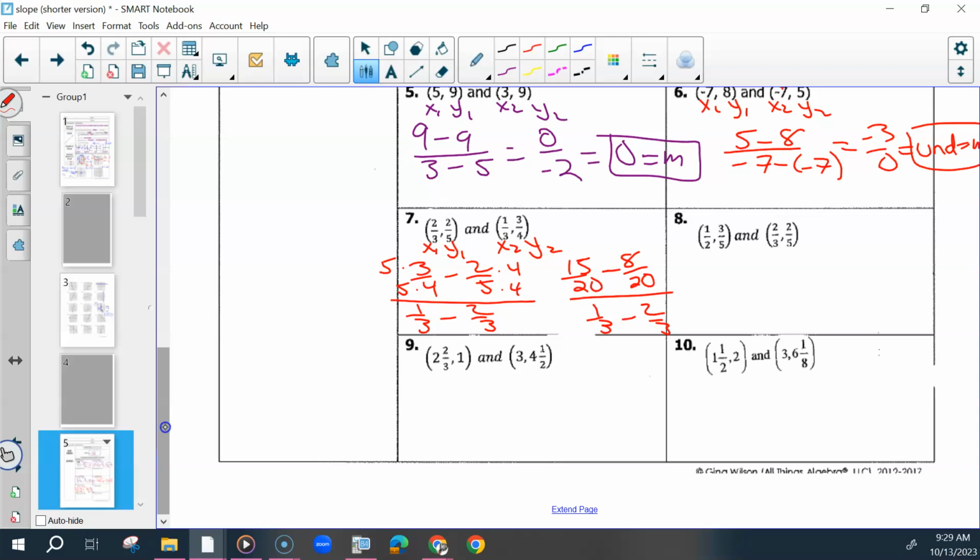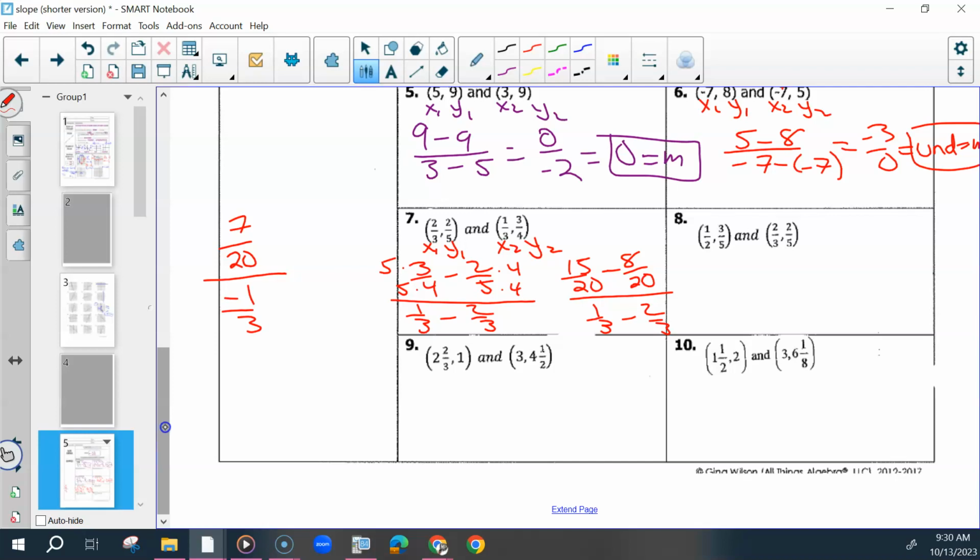I'm going to leave this like this for now. So we have 15/20 minus 8/20 over 1/3 minus 2/3. Now we have common denominators for everything, so we can subtract just the numerators. So 15 minus 8 would give us what? 7. 7/20 over negative 1/3.